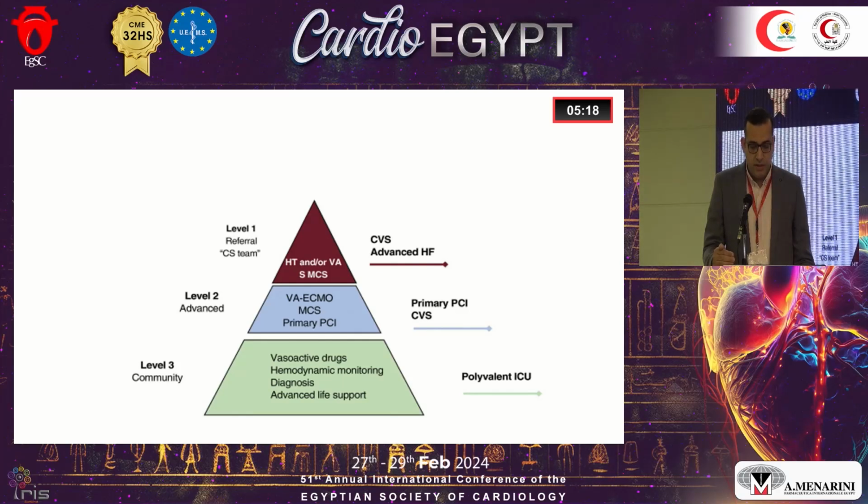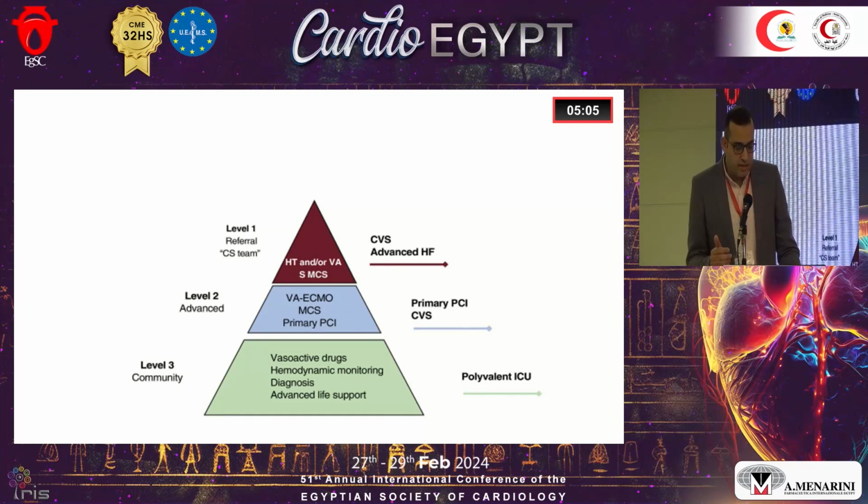They classify the hospitals into 3 levels. Level 3 is the community, the common hospitals in our areas, which have vasoactive drugs, hemodynamic monitoring to diagnose, and advanced life support. Level 2 is the center with primary PCI and capable of doing mechanical circulatory support, and level 1 is advanced heart failure.